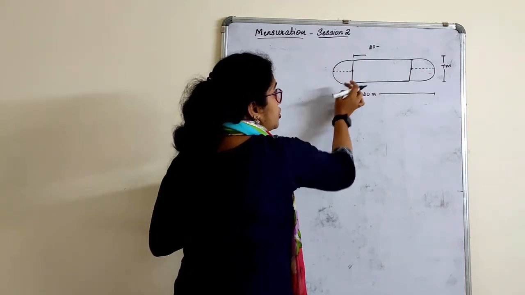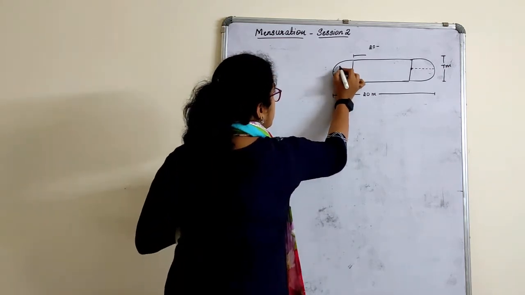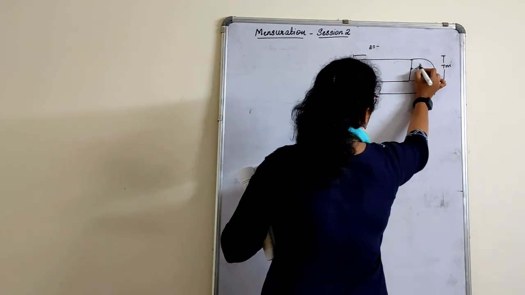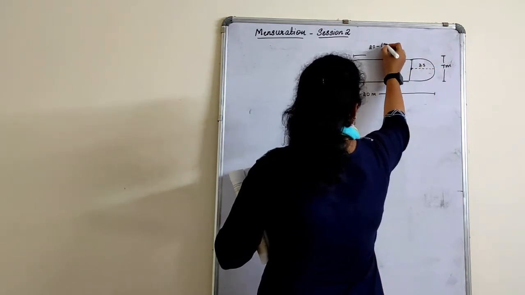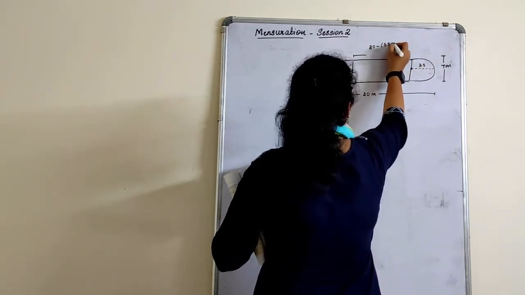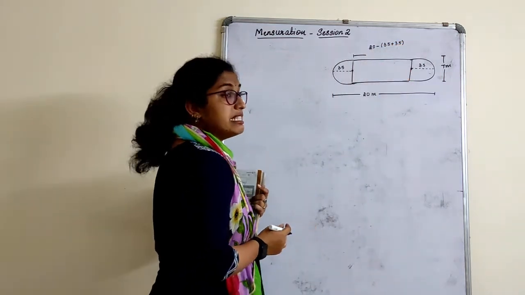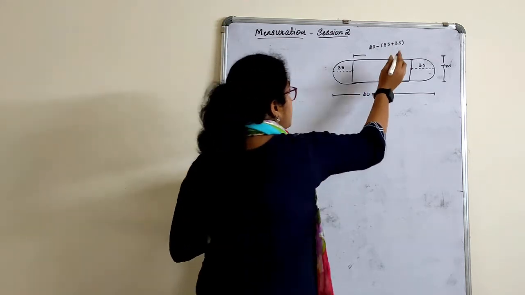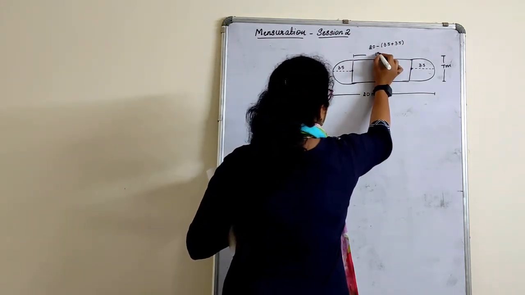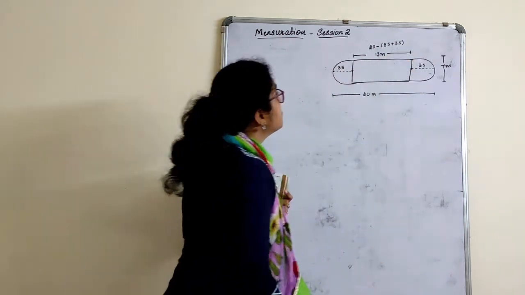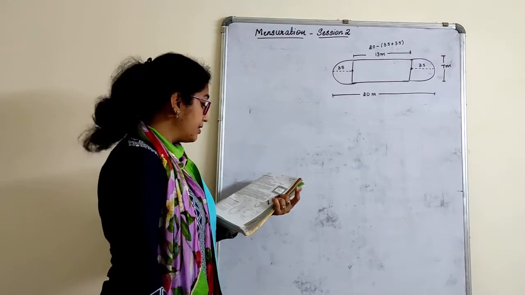How much is this whole, children? This whole is 7. So how much is the radius? 3.5. This is how much? 3.5 minus 3.5 plus 3.5. 3.5 plus 3.5 is 7. So it is 20 minus 7, that is nothing but 13 meter. Very clear? How did we find this?